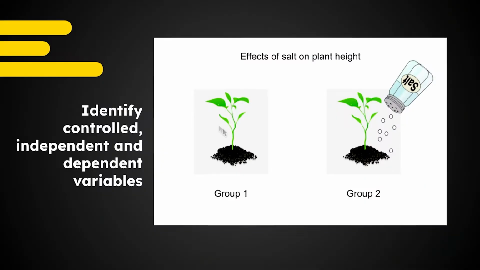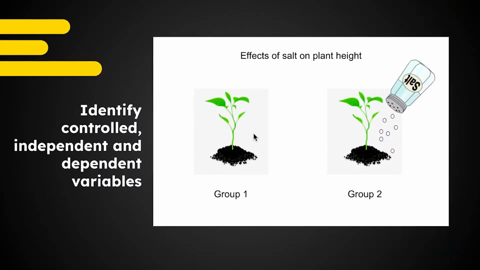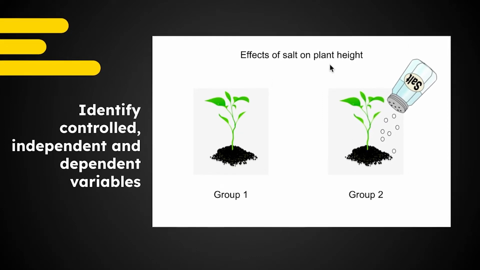Controlled variables are going to be ones that stay the same for both these groups. Usually everything except the independent and dependent variables are going to be controlled, meaning we'll have to make sure that they stay the same. An example would be the type of plant that I use, or the type of soil that I use, or the amount of sunlight that I give them, or the amount of water that I give them. Anything you can think of that isn't the independent or dependent variables, those have to be controlled, ideally.